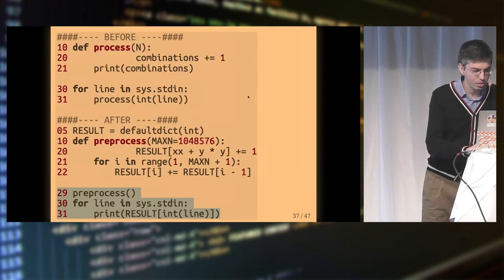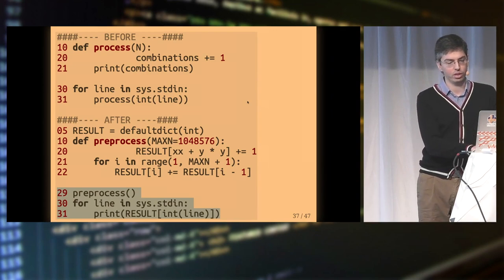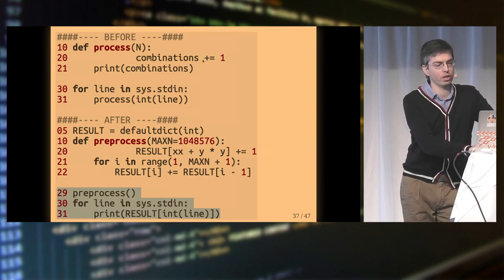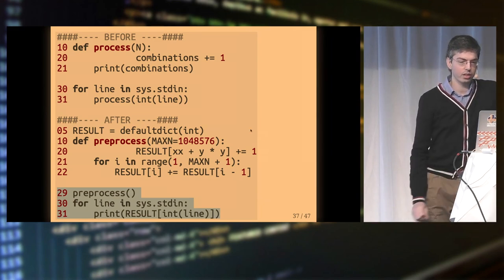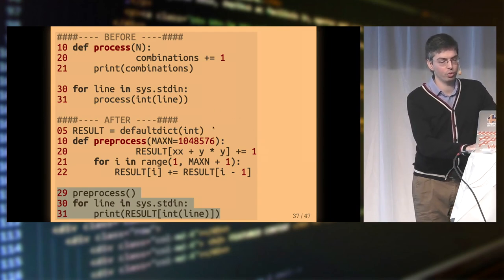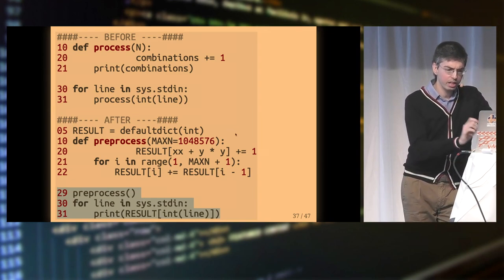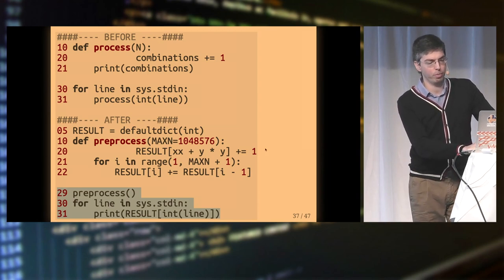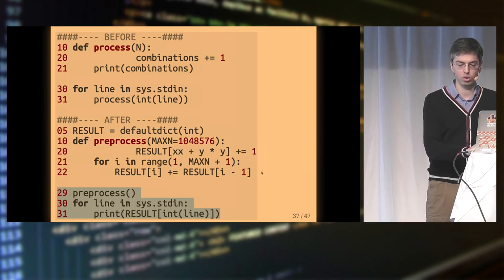Well, if we are a bit tricky about it, we will not be calculating 1 million different n's. We will just do it at once. So instead of storing the results in a variable combinations, we will store them in a dictionary. And in the dictionary, the index key will correspond to the specific n. We're going to iterate from 0 to max n, and in that specific key, we're going to store the amount of new combinations that were possible because of this key. When all this is computed, then we are going to sum the results to get the final result.